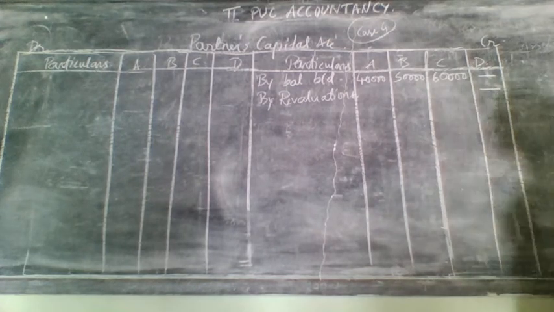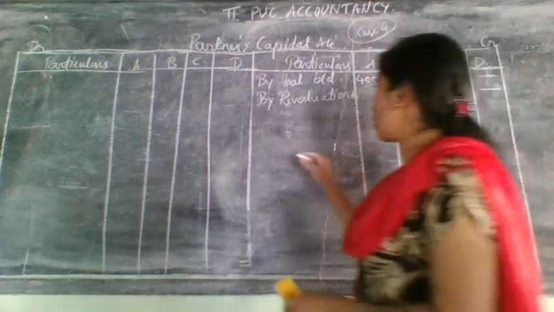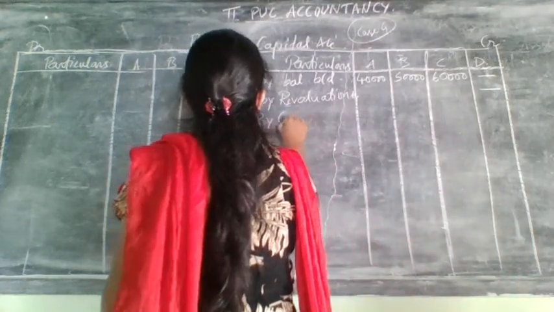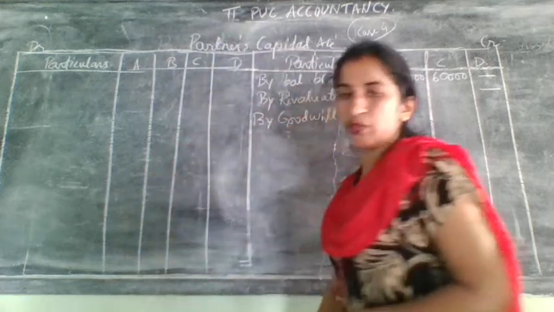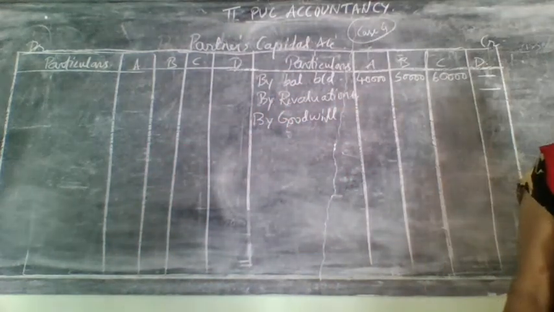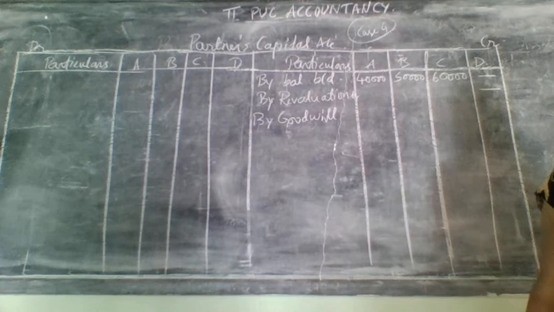Next comes which one? After revaluation account, I told you to take which one? By goodwill. Goodwill amount was how much? It was created in the business. The new partner will not bring goodwill here.